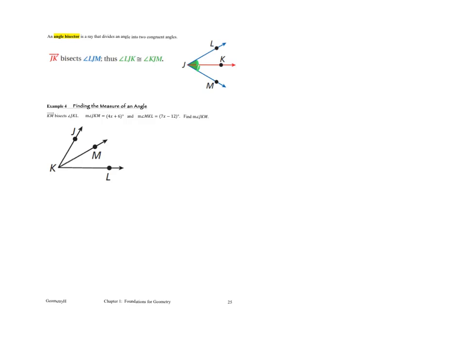So our angle bisector, it says, is KM. KM bisects angle JKL, which means that it has created two congruent angles. Measure of angle JKM is 4x plus 6, which means that I know that MKL, remember, is going to be the same measure, but it's saying here MKL is 7x minus 12. Since we know that they're the same, we can set them equal to each other. So 4x plus 6 equals 7x minus 12.